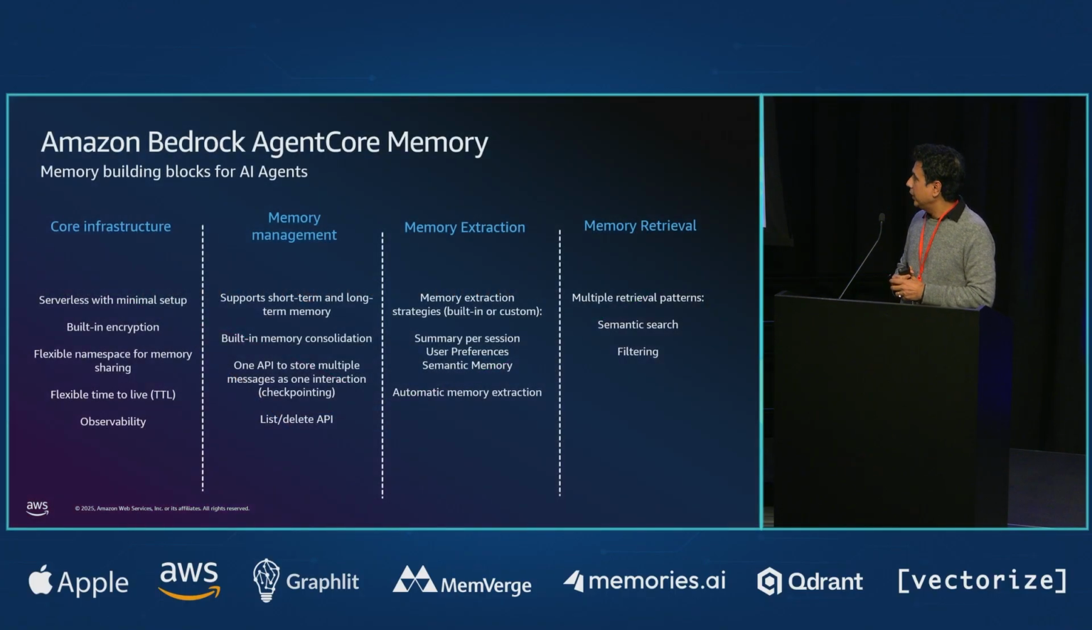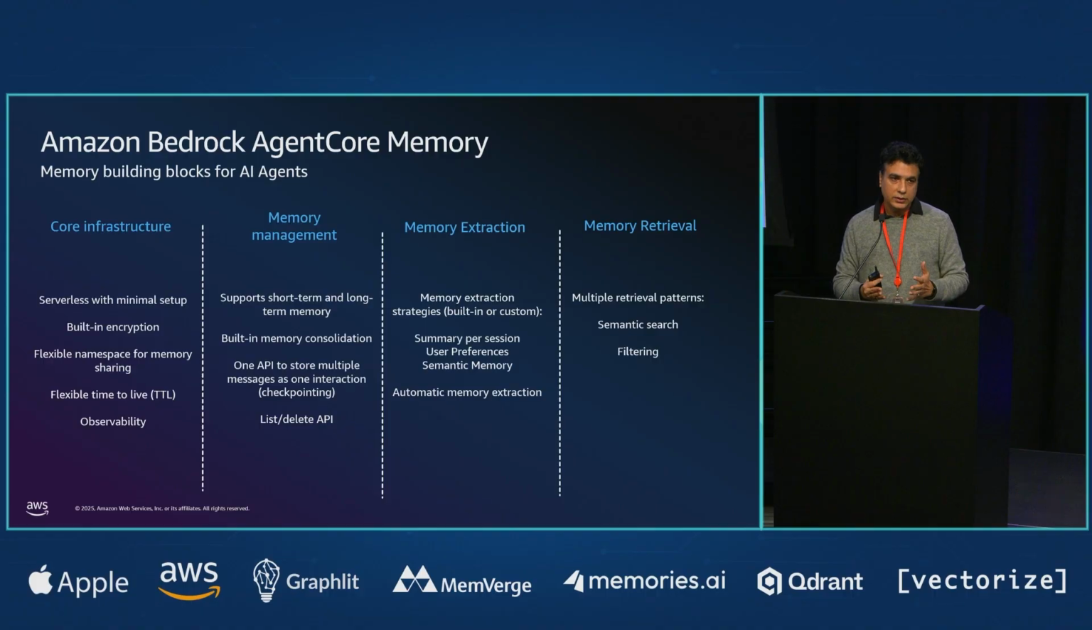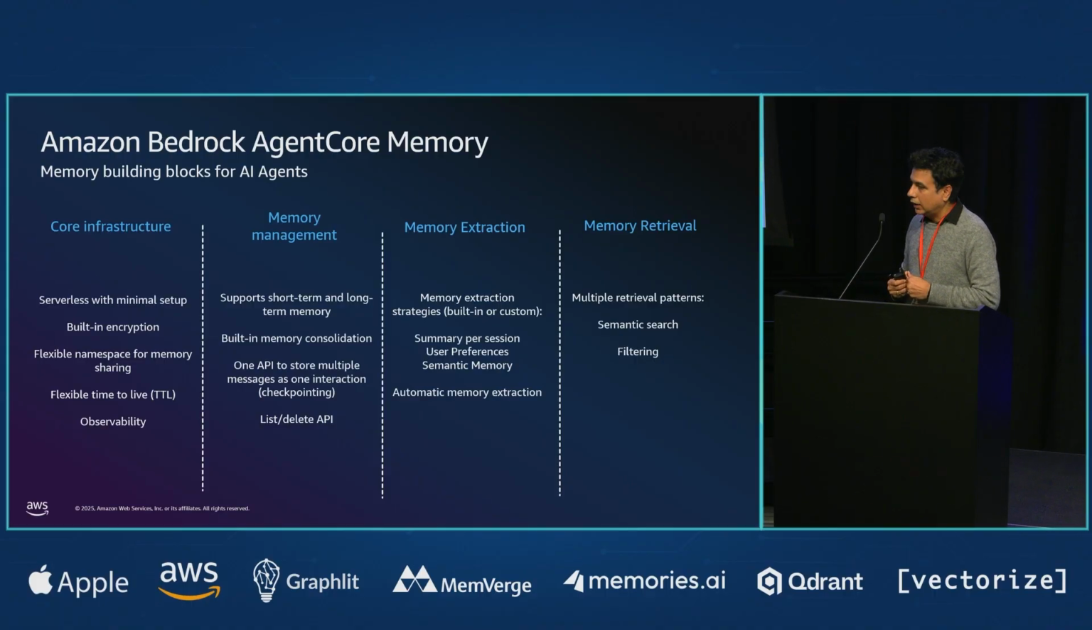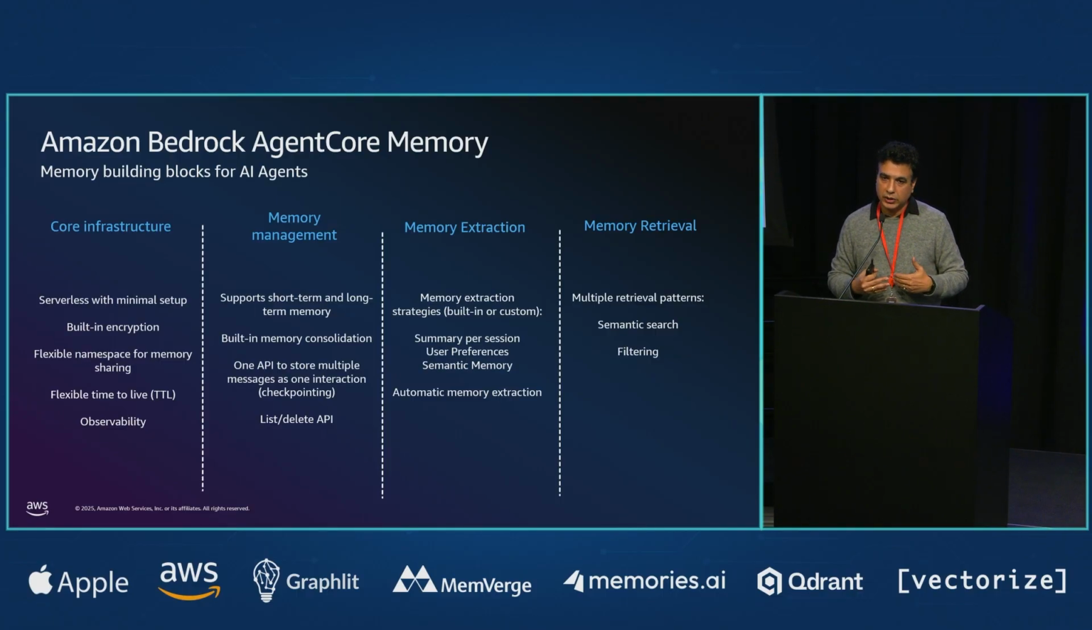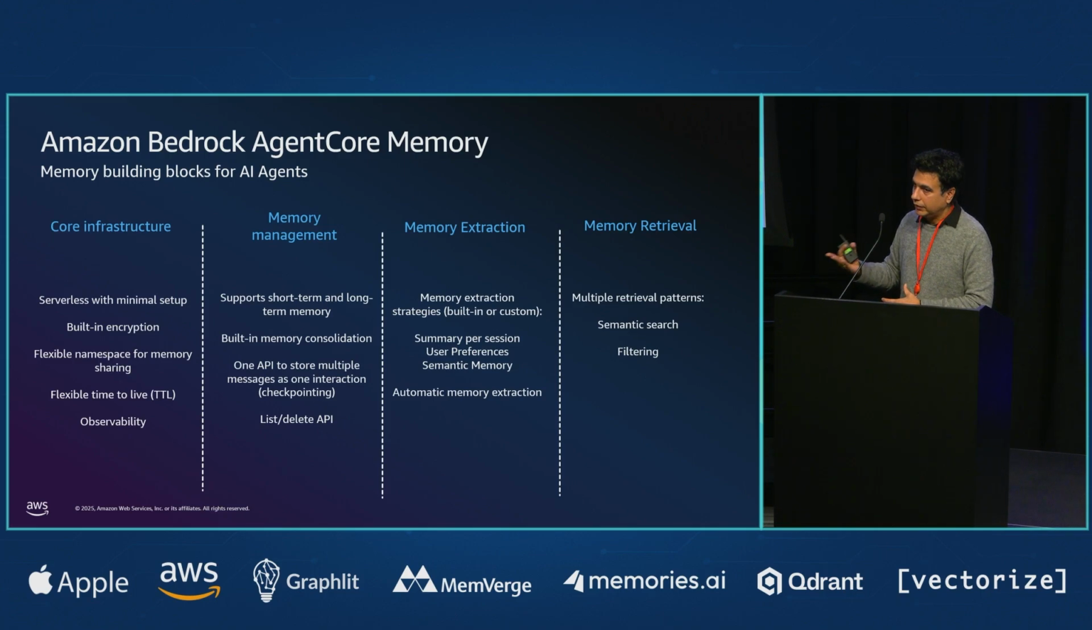But as part of AgentCore memory, we do give core infrastructure. So you get a serverless setup, very, very minimal configuration that you need to do. It has built-in encryption at rest and in transit. You have flexible namespace for memory sharing. And namespace is the concept that comes in for the long-term memory. It's very, very similar to the folder structure. So if you are storing something in the long-term memory, you can decide how you want to store it, how you want to efficiently fetch it as well. You can decide on the time to live. That is for the short-term memory. So we have 7 days to 365 days that you can choose to have the short-term memory events live in the short-term memory.